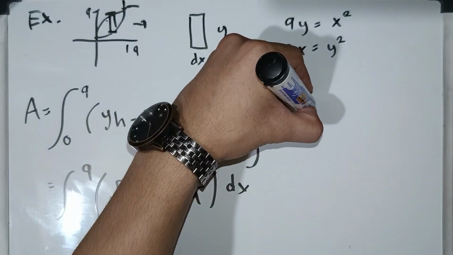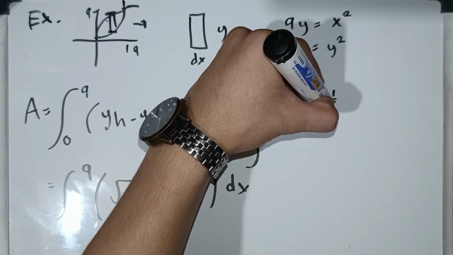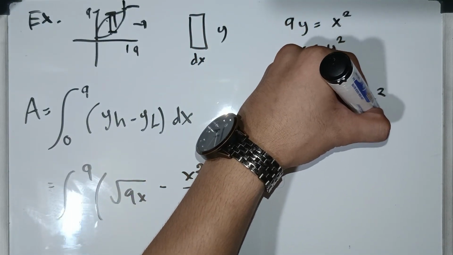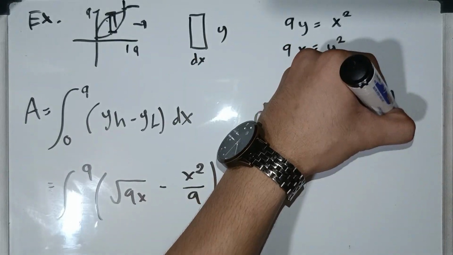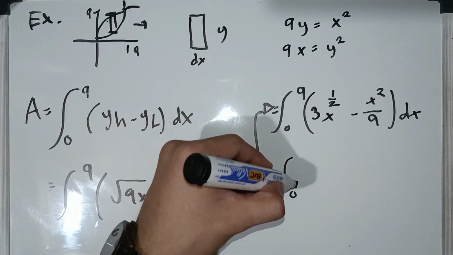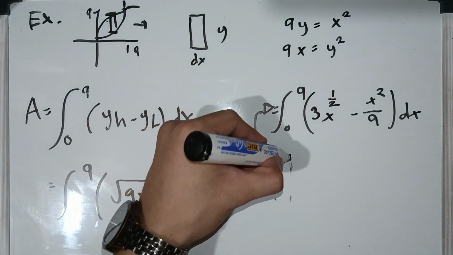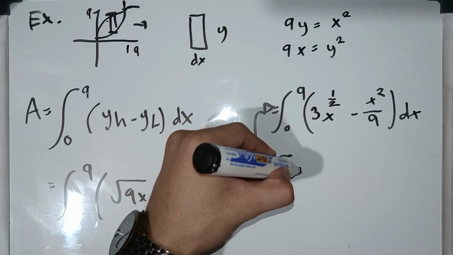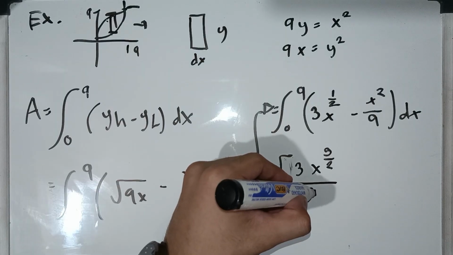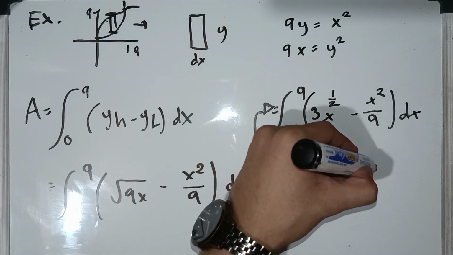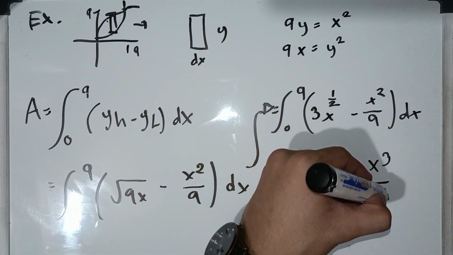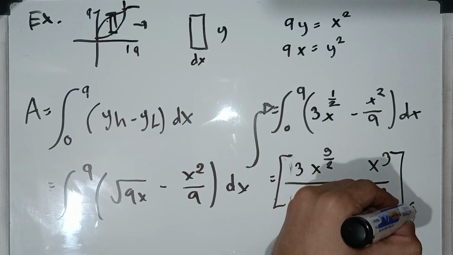3 multiplied by x raised to 1/2 minus the x squared all over 9, multiplied by dx. We can now integrate this one, so that is 3 times x raised to 3 over 2 all over 3 over 2 minus x cubed all over 9 times 3, from limit 0 to 9.